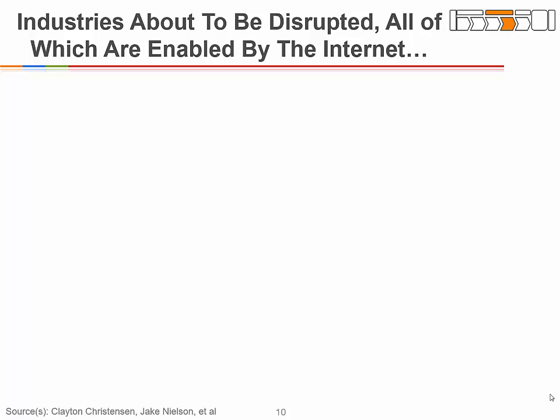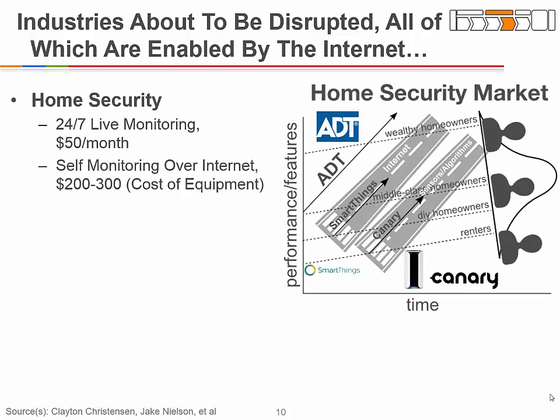So let's talk briefly about a couple other examples of industries that are about to be disrupted, all of which are enabled by the internet. For instance, there's home security. Home security offers a lot of benefits. There's 24/7 live monitoring. Many times they're anywhere from $40 to $50 a month. Now that's nice, but some people don't need all of that live monitoring support. They might want to just self-monitor it over the internet for a fraction of the cost. And that's what companies like SmartThings and Canary have built their businesses on.